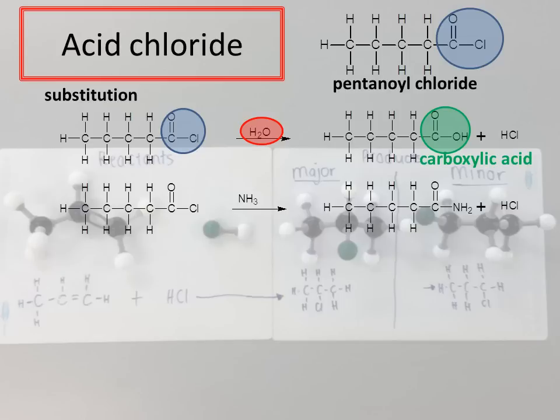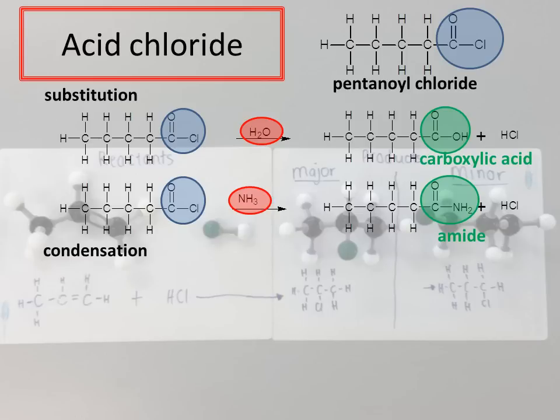Another substitution reaction, we can add ammonia to our acid chloride, and the NH2 will take the place of the Cl. Okay, notice again we've got the hydrochloric acid byproduct here. So we've got our acid chloride functional group. NH3 is going to substitute where the chlorine was, and one of the hydrogens is going to take off with the chlorine, and we're going to get this amide functional group.